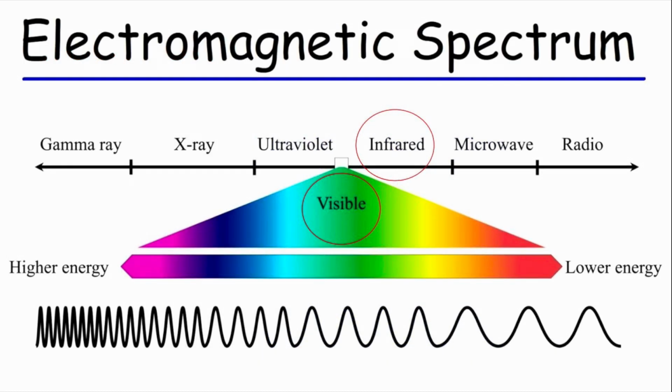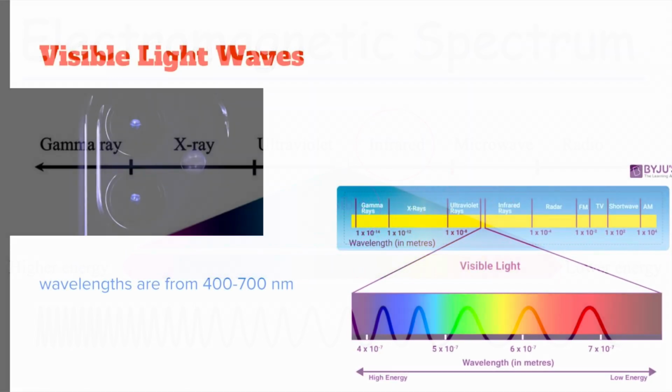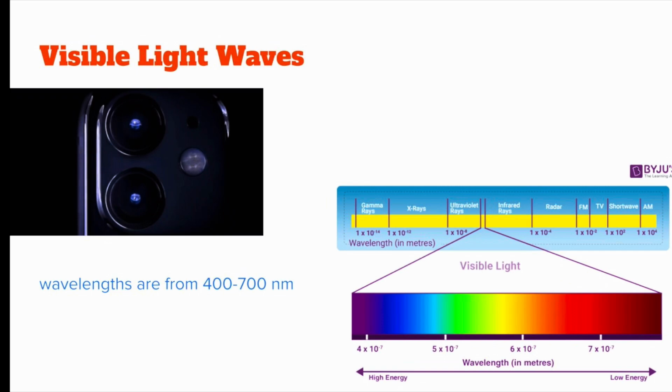The main point is that iPhone cameras use different forms of waves across the electromagnetic spectrum, specifically visible light waves and infrared waves. Visible light waves are a form of electromagnetic radiation that is mostly visible to the human eye and are between infrared and ultraviolet waves.